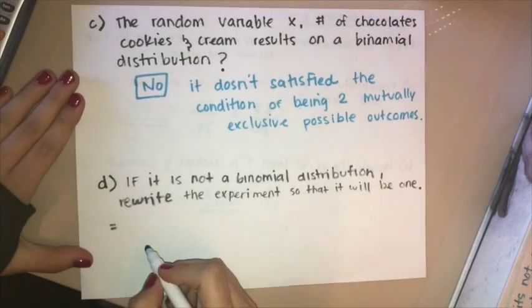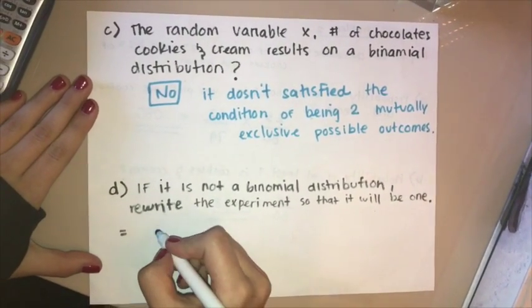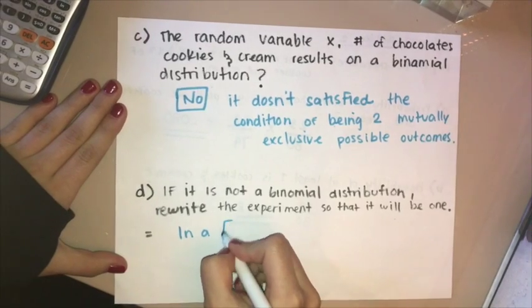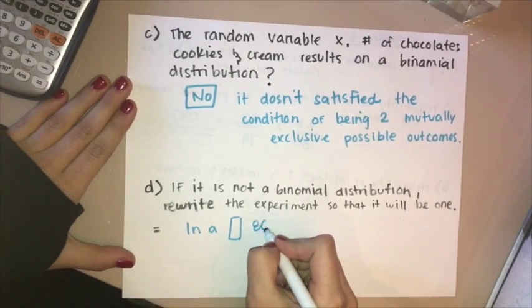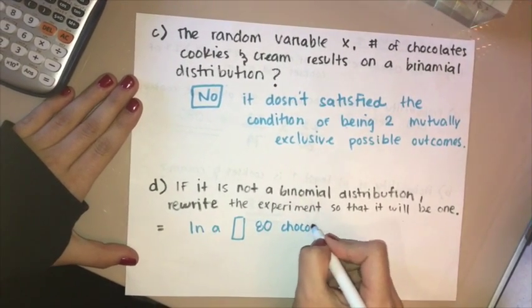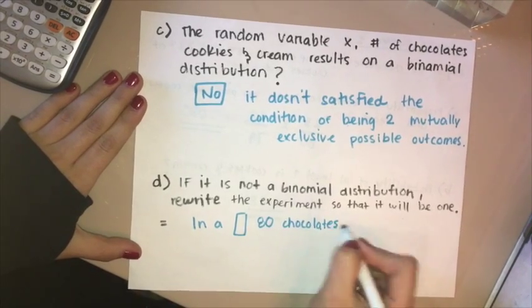For a binomial distribution, we write the experiment so that it will be one. In a bag of 80 chocolates, 32 of them have almond and the rest don't. Find the probability that one has almond.